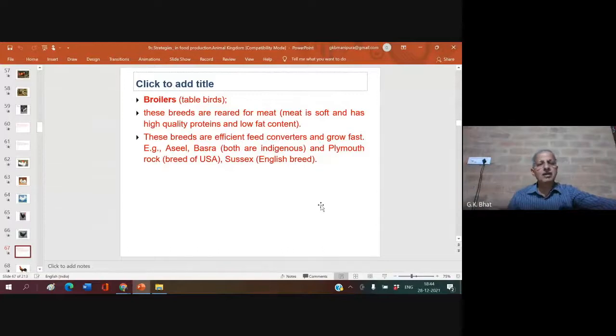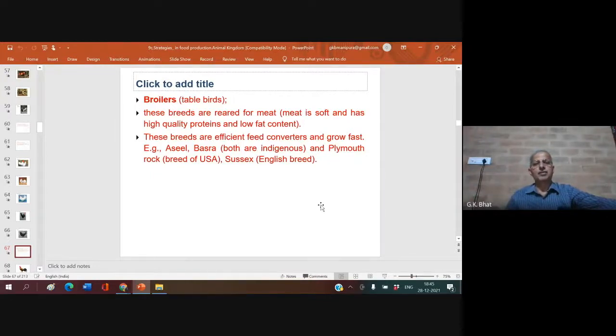If the layers are reared for egg, broilers are reared for meat. These are also called table birds. These breeds are reared for meat. Meat is soft and has high quality protein, low fat content. These breeds are efficient feed converters. Whatever they eat, they convert it into meat. So whatever you give them to eat, it results in meat so that we can enjoy the meat. These breeds are efficient feed converters and grow fast.